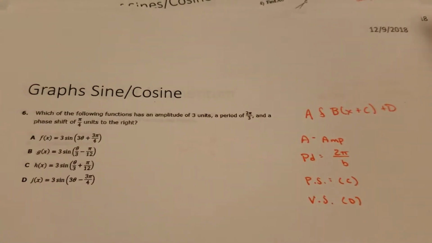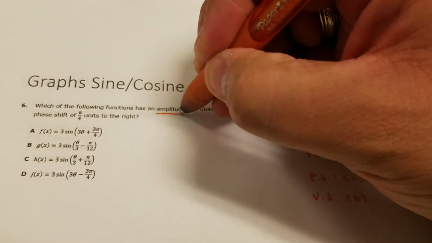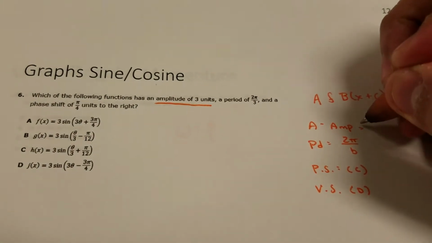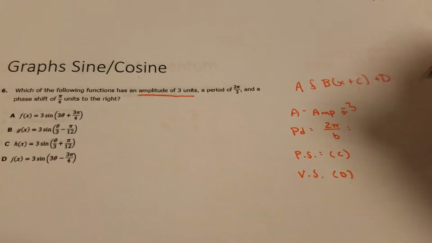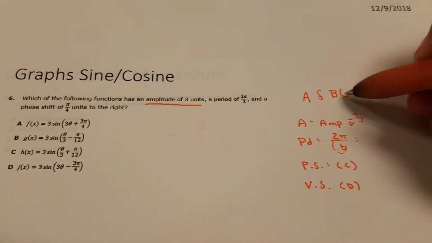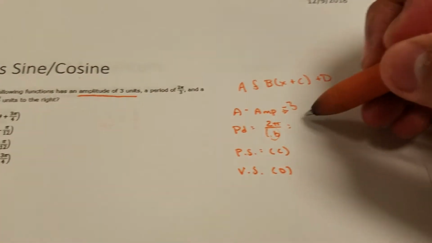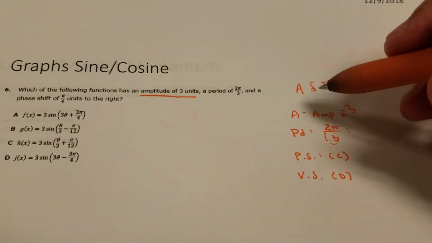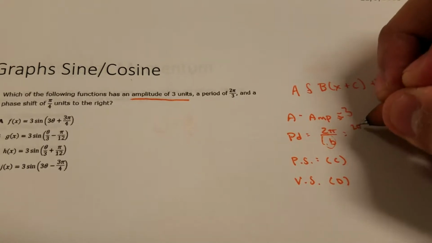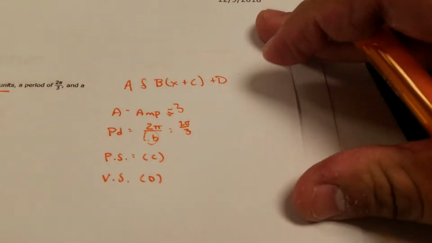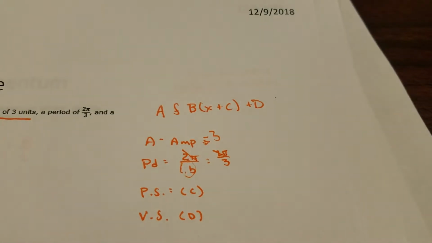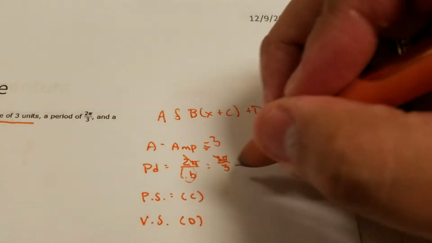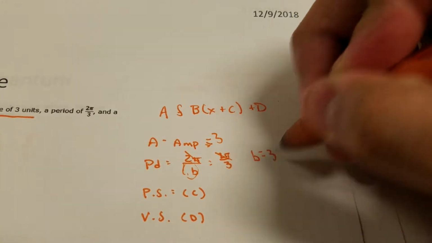Here they gave me some info: the amplitude is 3, and the period is 2 pi over b. So what I really want is the b value, because that's what goes into the equation. They told me the period is 2 pi over 3, and I can see that these will cancel each other, so b is actually just equal to 3 in this problem also.